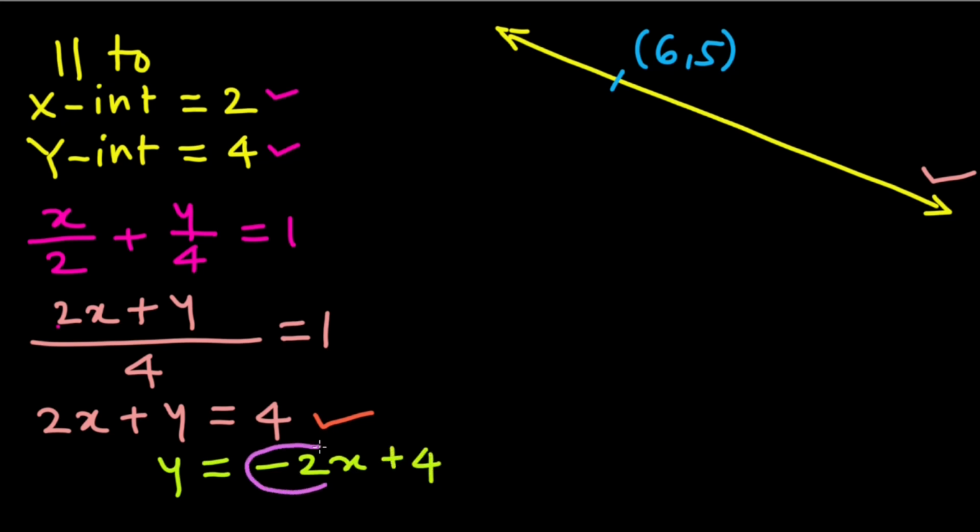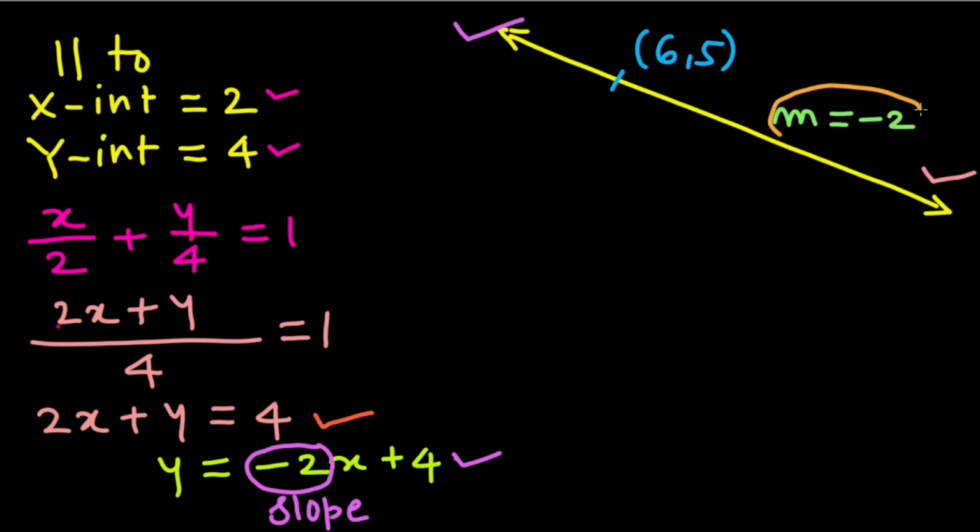Which will be y equals minus 2x plus 4. This minus 2 will be the slope of this line. Since the required line is parallel to this line y equals minus 2x plus 4, the slope of this line will also be equal to minus 2.